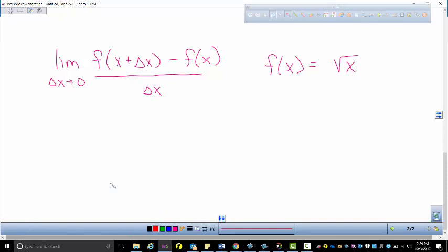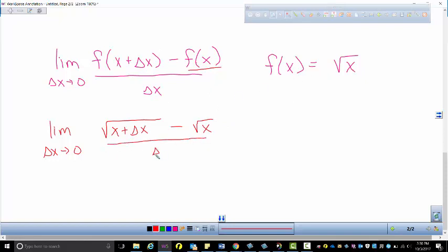So how can I do that? Well, I'm going to take the limit as delta x approaches 0 of my function evaluated here. So that means x plus delta x has to go inside for x. So the square root of x plus delta x minus the original function, that's my original y value, so square root of x, all over delta x. So I can try to just plug in 0, but I can already tell it's not going to work. And now I see square roots, so I'm going to use my conjugate.